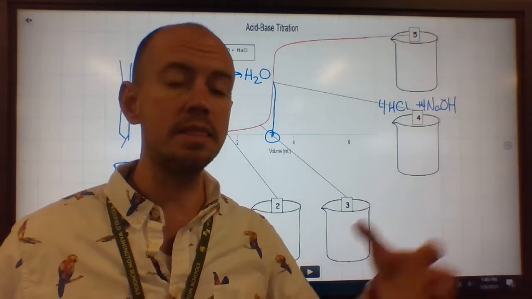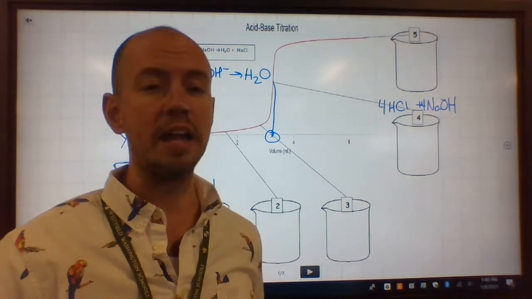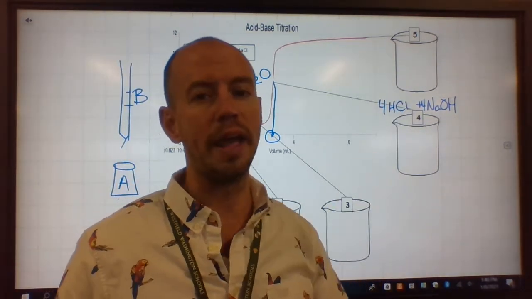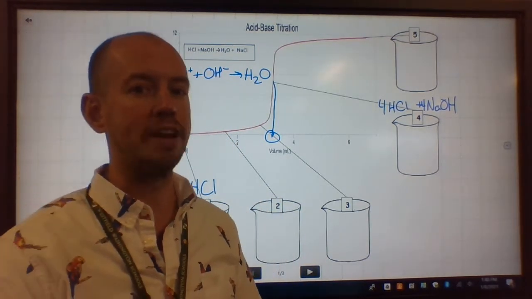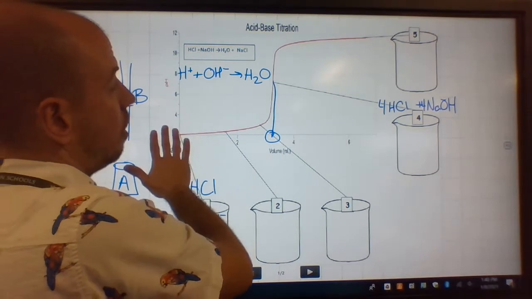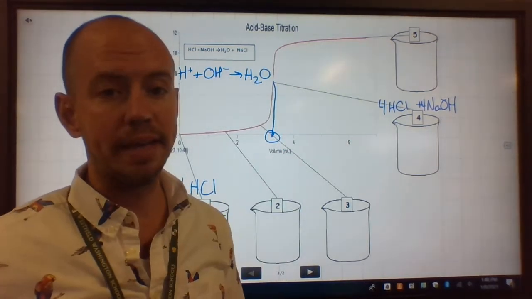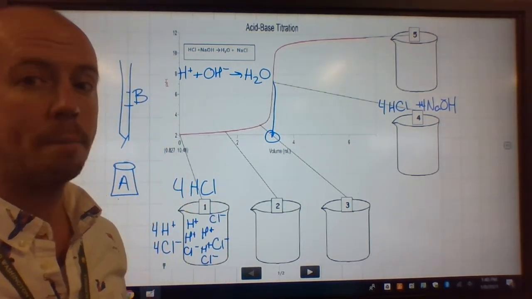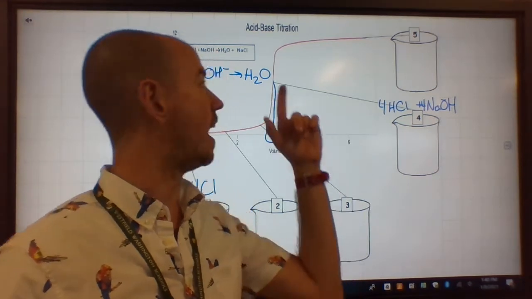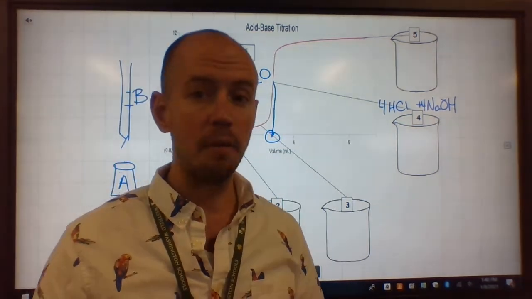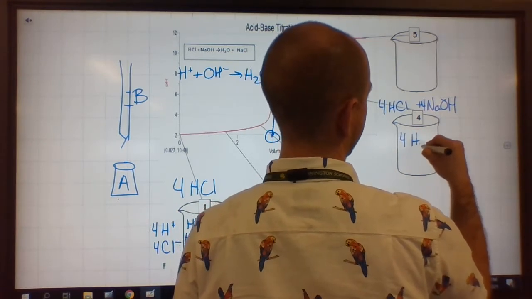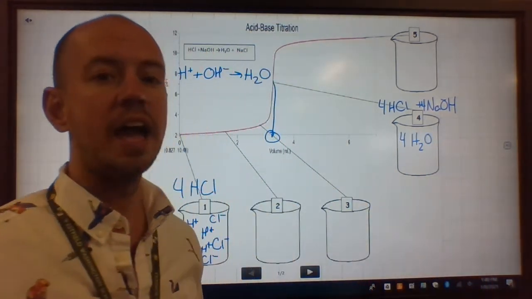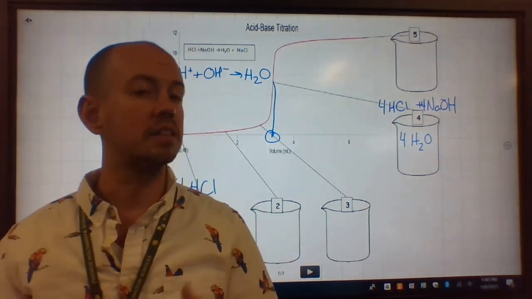Well, what would be in the beaker? It's not 4 hydrogen chlorides or HCl's and 4 NaOH's, because we've added enough of each reactant that they reacted. We have gone from reactants and we are making products as we go. So our products we defined as H2O and NaCl. So if I'm right here in my beaker, I will have added enough hydrogen ion and enough hydroxide ion to make water.